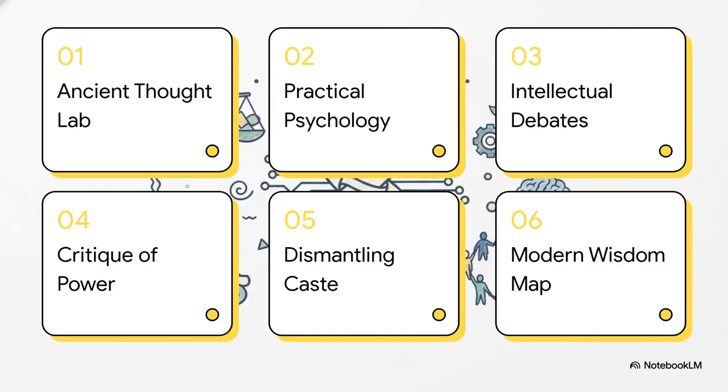So, to find out exactly how this text pulls that off, here is our agenda for today. First, we'll look at the ancient thought laboratory, then move into pragmatism and practical psychology, explore the Great Intellectual Debate Festival, examine political science and power critique, witness the dismantling of the caste system, and finally, see how it serves as a wisdom map for the modern world.